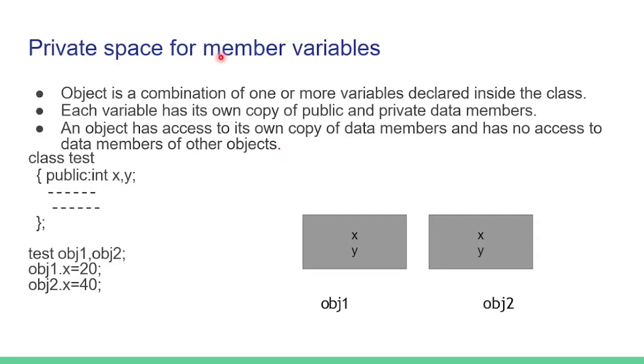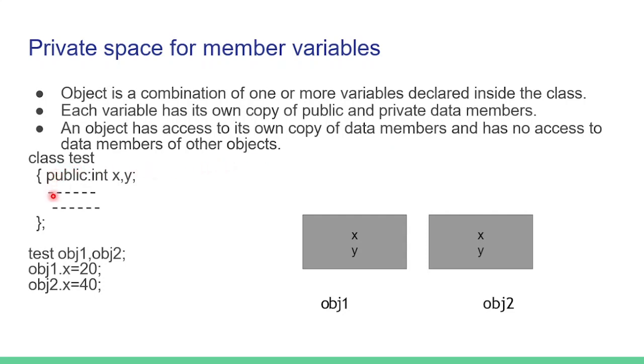So what is private space for member variables? An object is a combination of one or more variables declared inside the class. Each object has its own copy of public and private data members. An object has access to its own copy of data members and has no access to data members of the other objects. I hope you understood.